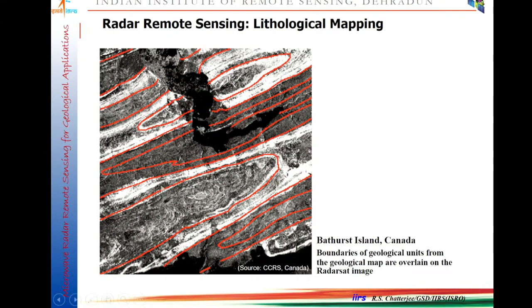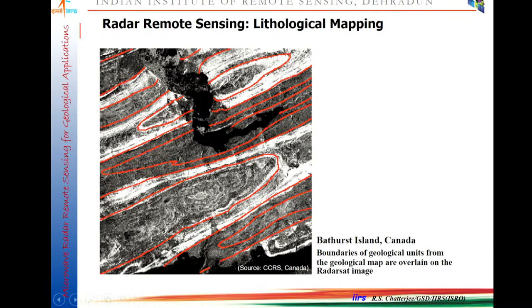Now see, in case of this radar image, because it is very sensitive to surface roughness, different rock types that have contrasting surface roughness can be highlighted. If the surface is rough, backscattering will be more, then it will look brighter. If the surface is smooth, backscattering will be less, then what will happen? This area will look dark.